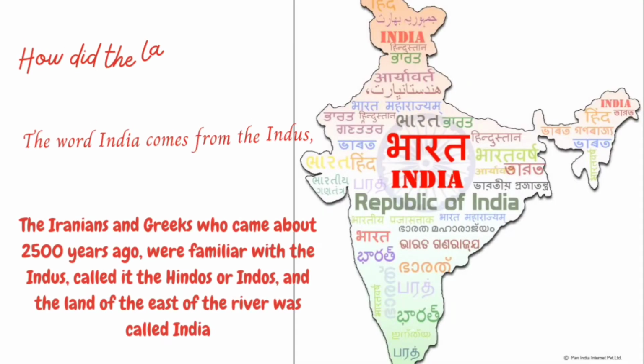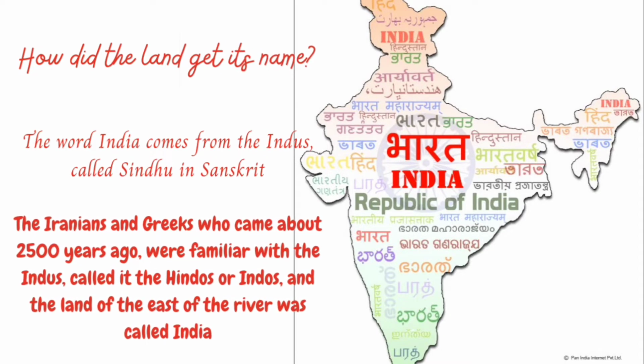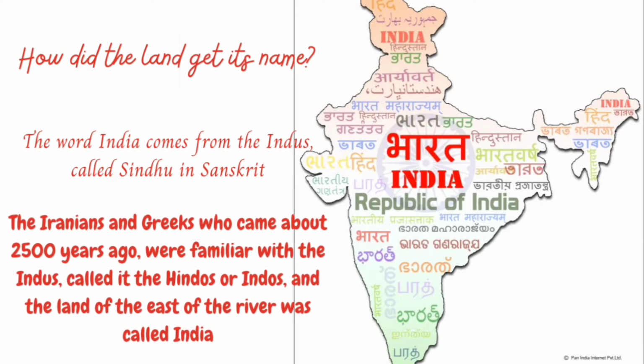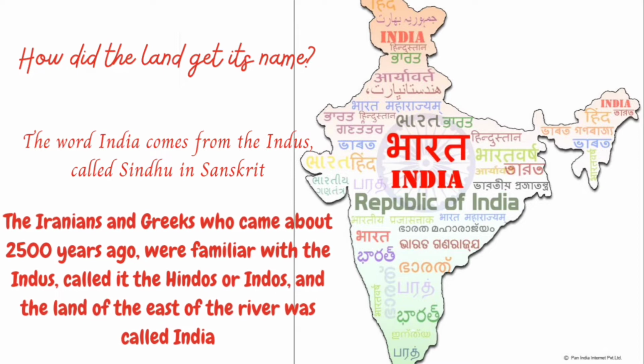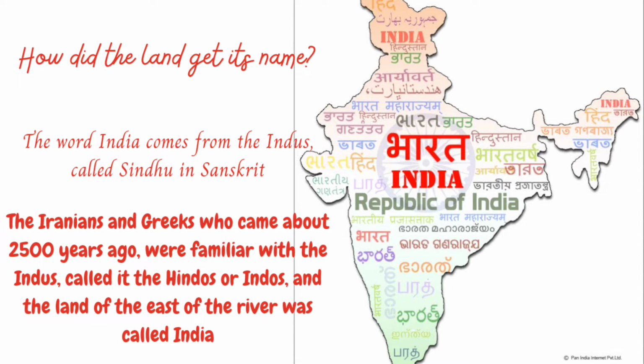Now let's think of how the land got its name. That is, how India got its name. The word India comes from the Indus, called Sindhu in Sanskrit, that is, from the river Indus. The Iranians and Greeks who came about 2500 years ago were familiar with the Indus, called it the Hindos or Indos, and the land to the east of the river was called India.